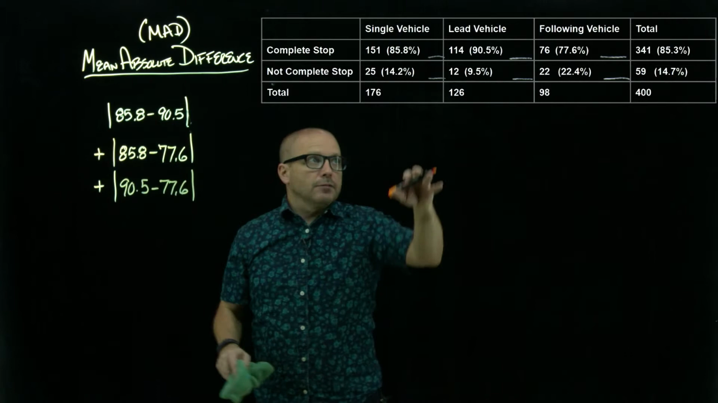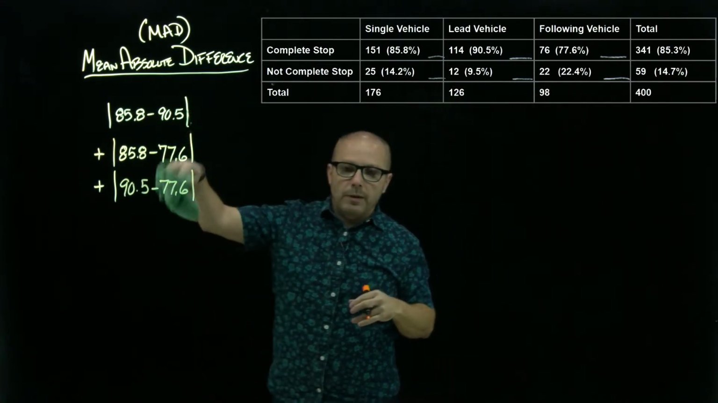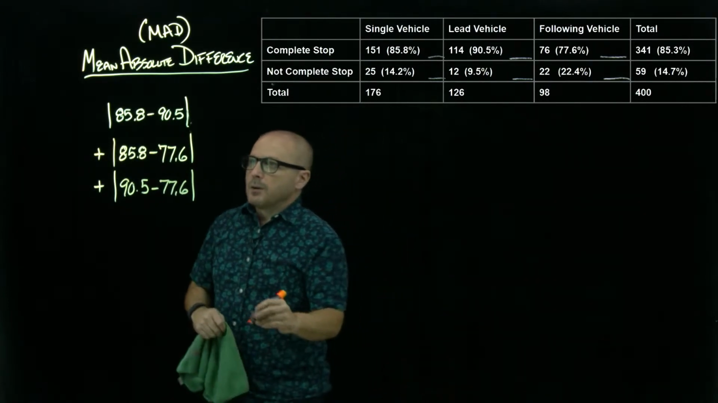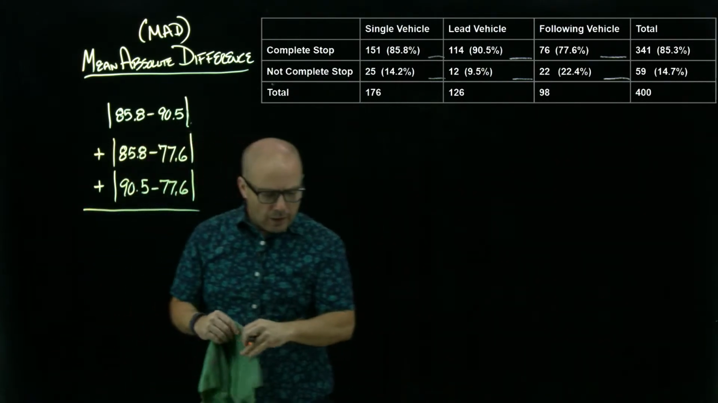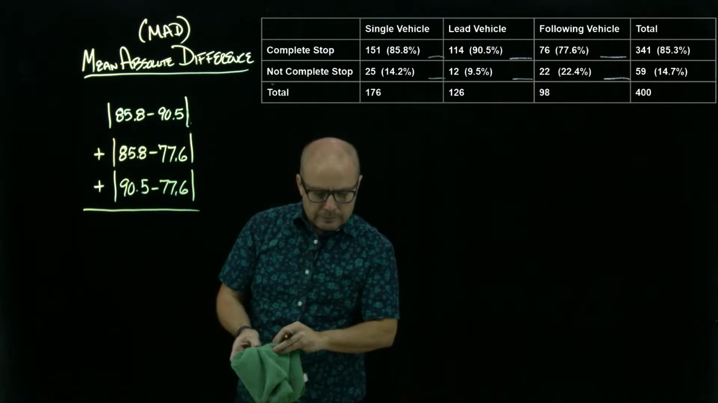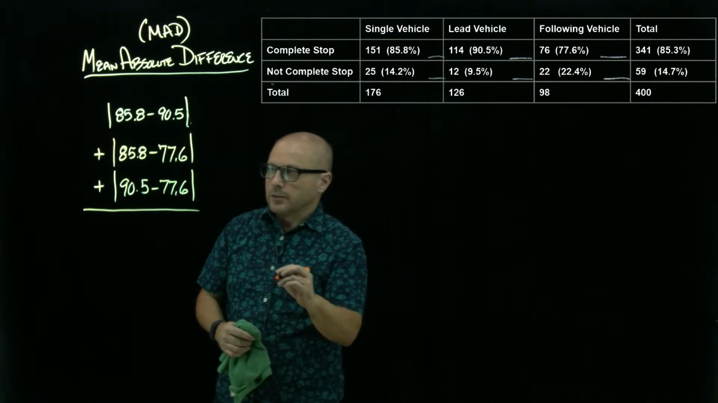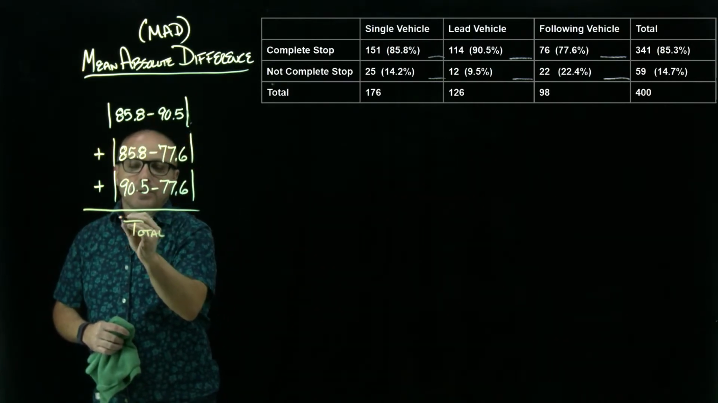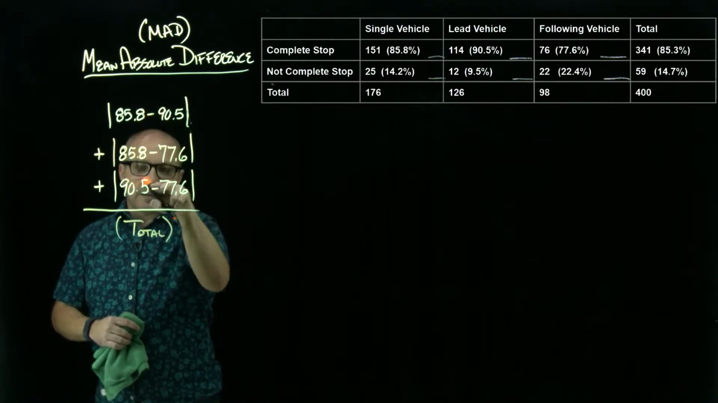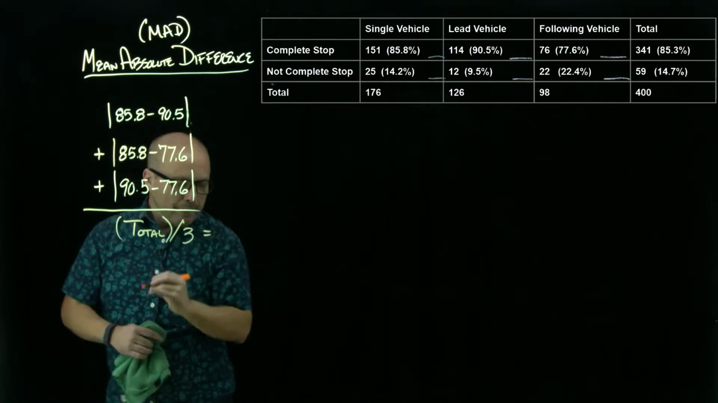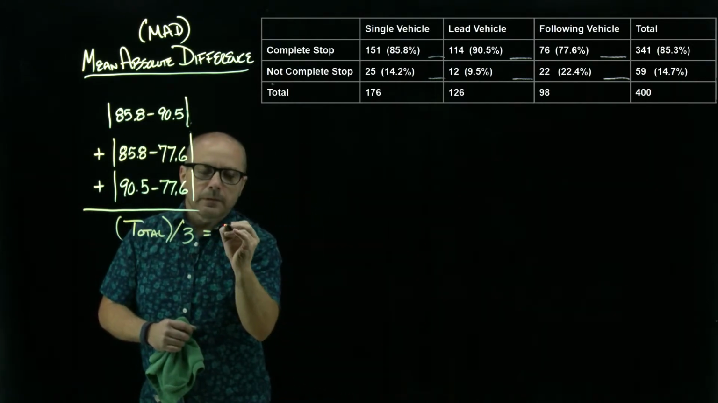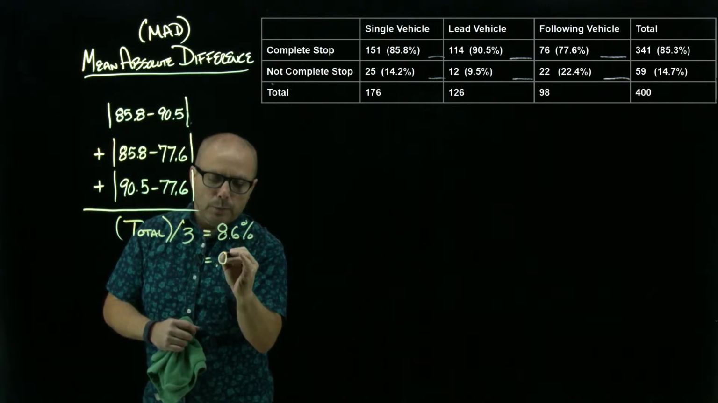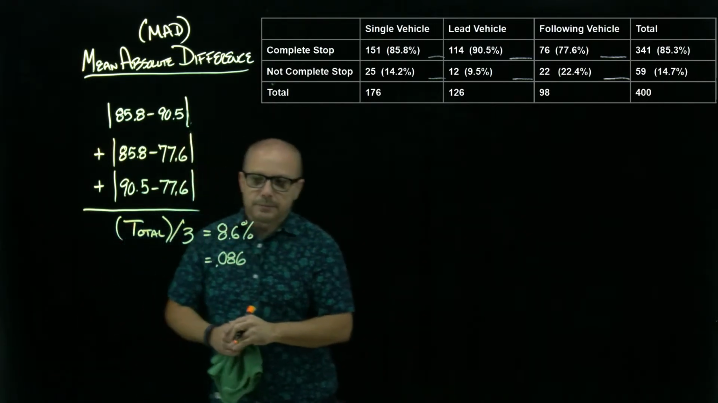This could be quite a lot. If there's more, the more categories you have, the more pairings to make sure you pair them all up. In this case, we've only got 3. So we would total those up. I didn't compute the individual total. Whatever that sum is divided by 3. And that comes out to be 8.6%. Or I'm going to write it as a decimal 0.086.